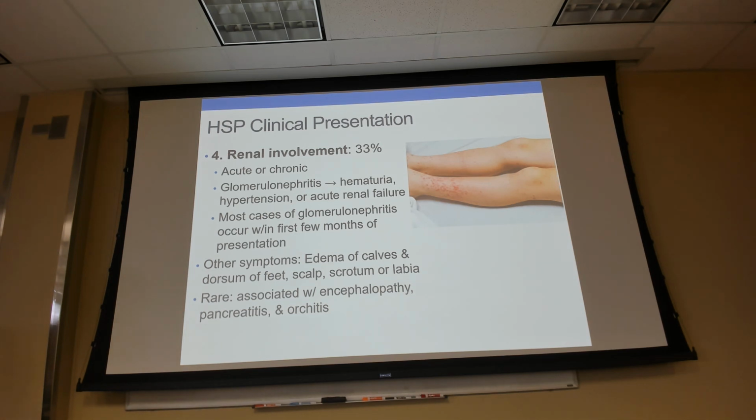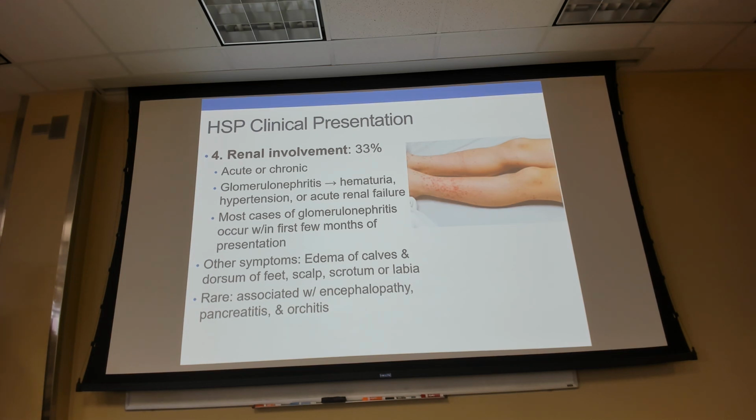The last one then is renal involvement. Again, IgA deposits down into those vessels. You can have a glomerulonephritis. It can present different ways. So certainly you can have hematuria, you have that blood loss into the urine. You can have hypertension, depending on how much of the immune complexes deposit, and even in cases of renal failure.